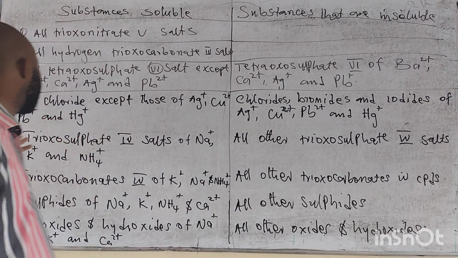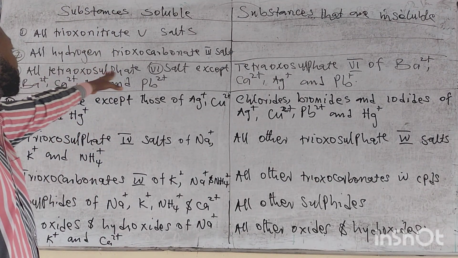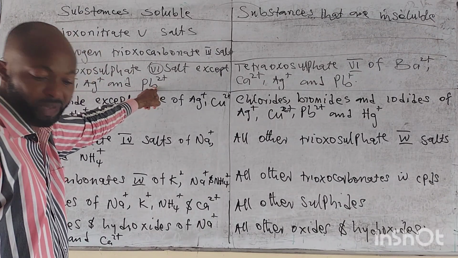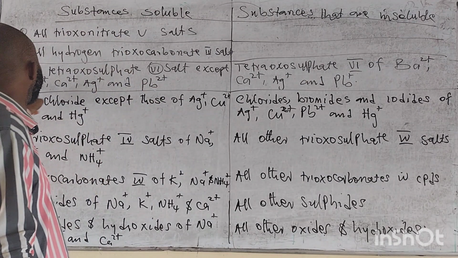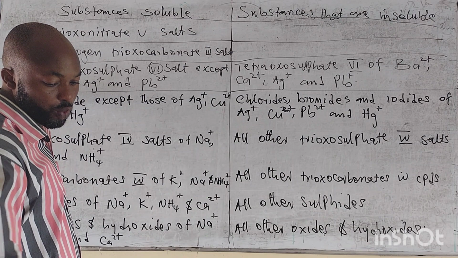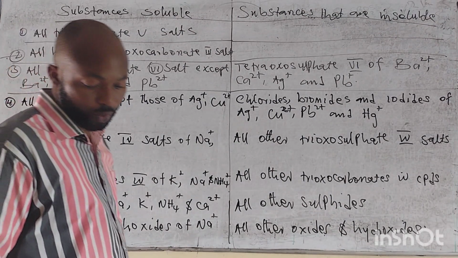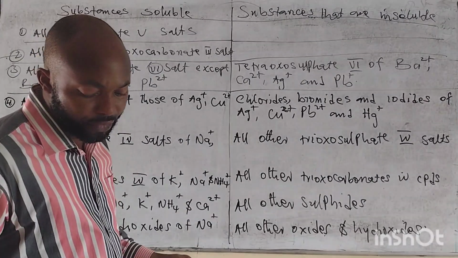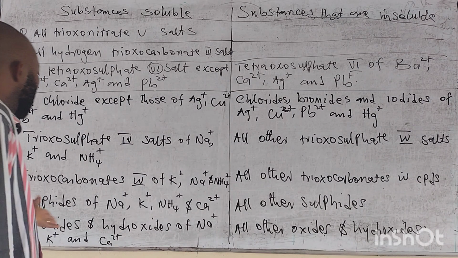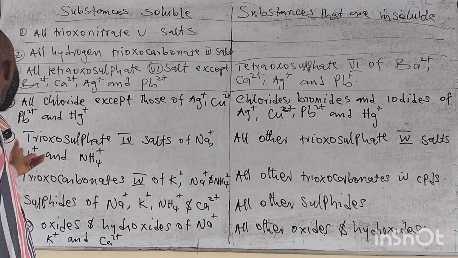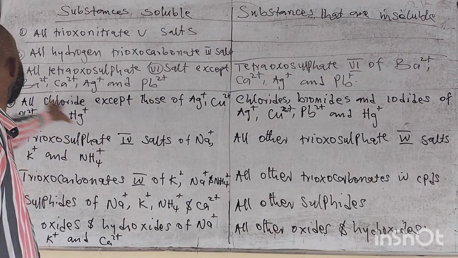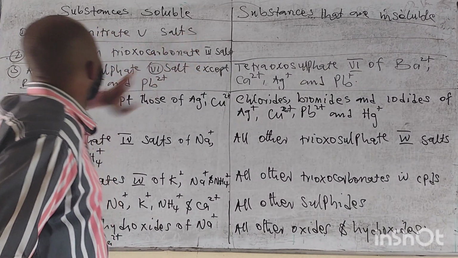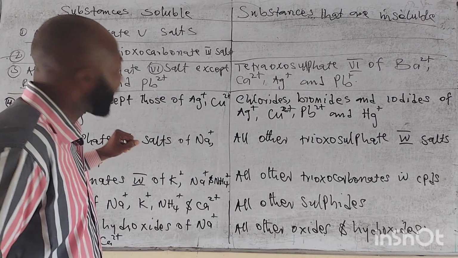Potassium tetraoxosulfate(VI). Now, we are in tetraoxosulfate(VI) salts. They say they are all soluble except these ones. And we have potassium tetraoxosulfate(VI), which means it is soluble. If it is barium tetraoxosulfate(VI), you see it's not. From what we have here, potassium sulfate is soluble. Let's take mercury and silver salts. Now we have silver nitrate. Now let's look at nitrates: all chlorides except those of these, all tetraoxosulfate(VI), all hydrogen trioxocarbonate(IV), all trioxonitrate(V) salts.